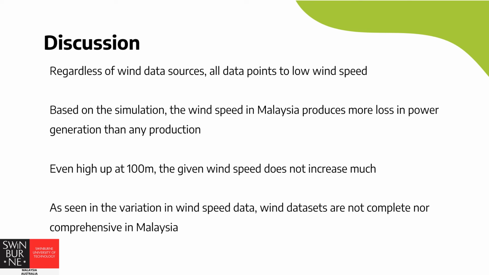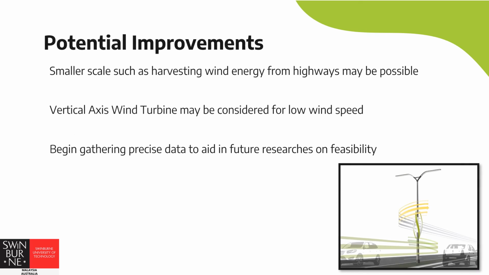Also, two different datasets with wildly different data, we can say it is just height difference, but really it might as well just be incompetent data collection. So how can we have this improvement? For starters, we may consider vertical wind turbines. We may consider putting those turbines onto highways, and we must urge people to collect precise data.